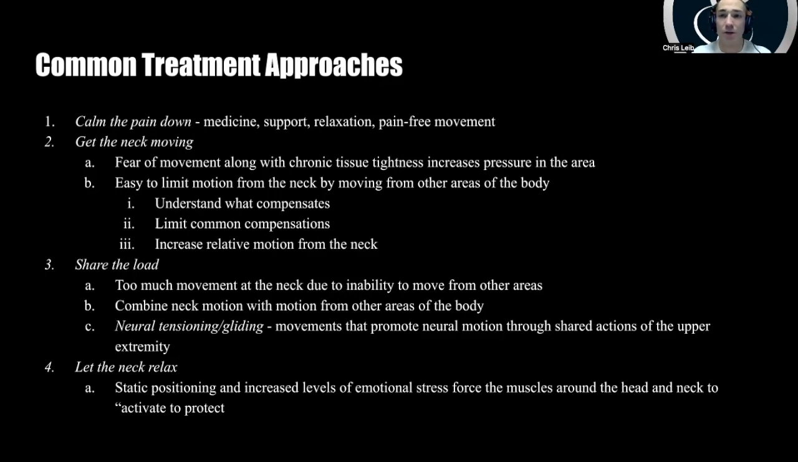We talked about neural tensioning and neural gliding before. We try to isolate certain peripheral nerves that I showed before, but the general idea is that we are including the nerves in stretches of all the tissues within the upper extremity. So these neural tensioning techniques tend to incorporate motion from the neck, the shoulder, the elbow, the wrist, and the fingers each time we move, which tends to be a very valuable thing for sharing this load.